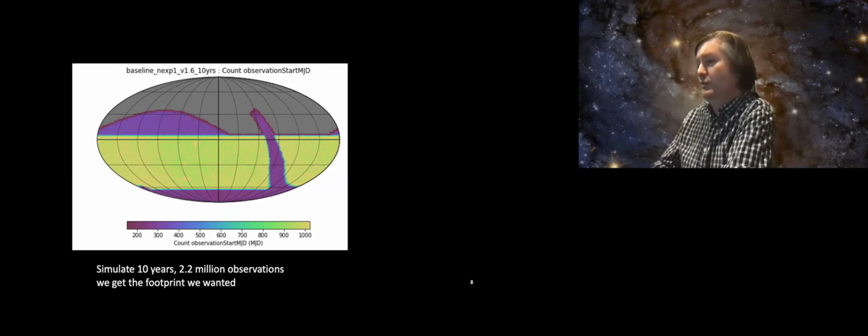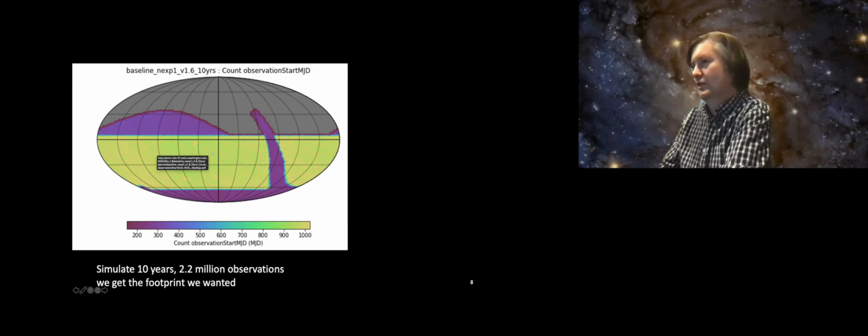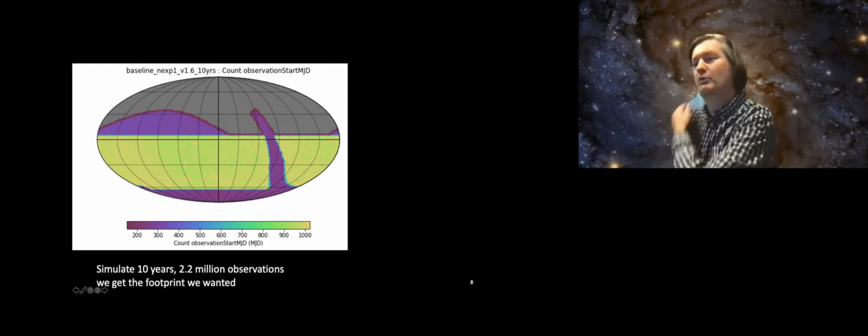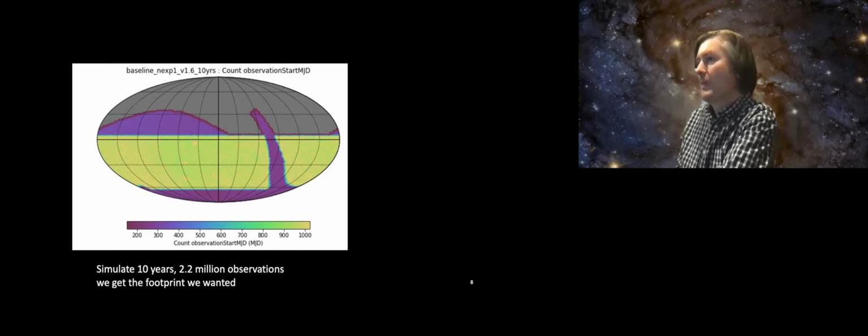After 10 years, we get 2.2 million observations, and this is what the survey looks like. So we have a wide, fast, deep region. We look at the North Ecliptic Spur for solar system objects, the galactic plane, and the South Celestial Pole. This is very close to the input desired footprint we wanted, so that was successful.